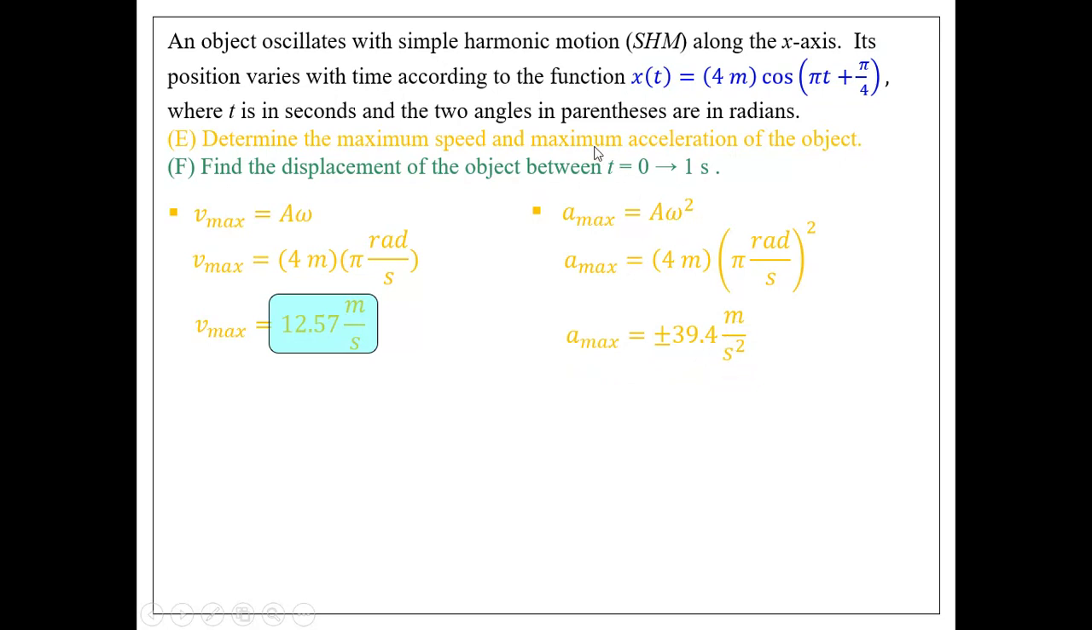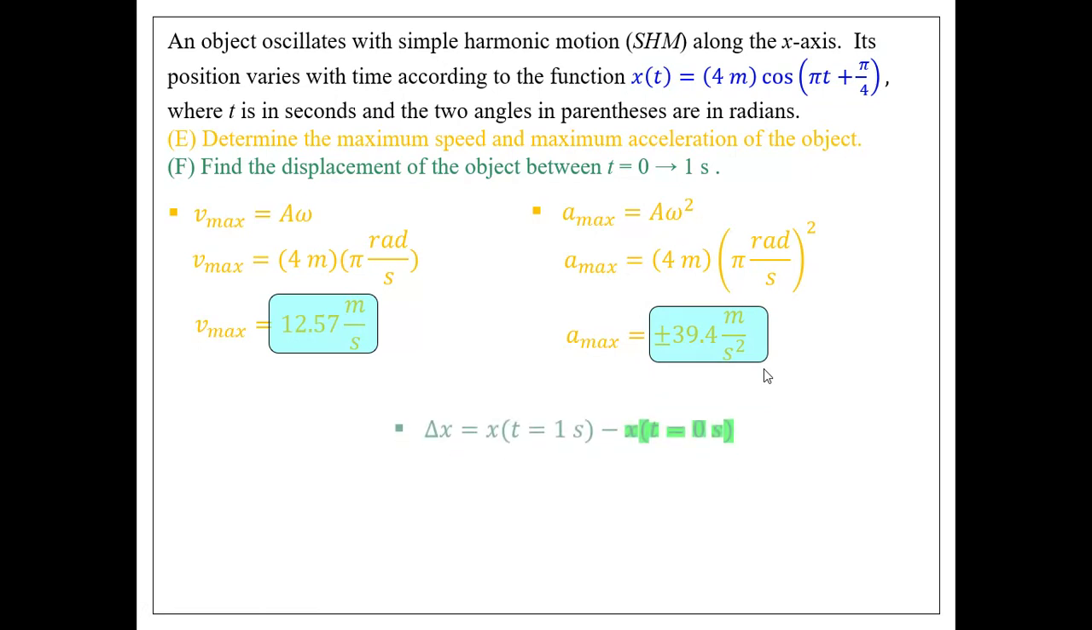And here, I don't know which acceleration it wants. It just says find the maximum acceleration. So I know that the object can accelerate left or right. And it didn't use the phrase magnitude, so I would just go ahead and include the plus minus sign here based on what it wants. So I'll just be safe, and I'll say plus or minus 39.4 meters per second squared, and that is your maximum acceleration for this particular function.